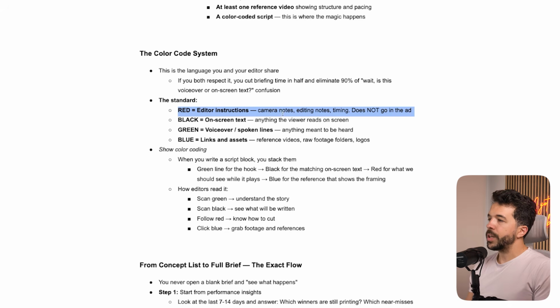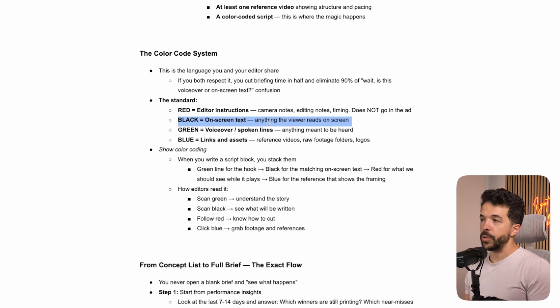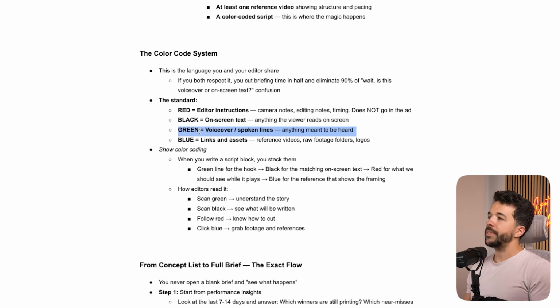Red is editor instructions, camera notes, editing notes, timing. Does not go in the ad. So the editor knows that if it's written in red, they don't have to add it as an overlay text on the ad, for example. Then in black, we write the on-screen text. So anything the viewer reads on the screen. Then in green, we have the voiceovers and spoken lines. So anything meant to be heard. And then in blue, we have links and assets. So reference videos, raw footage folders, logos.